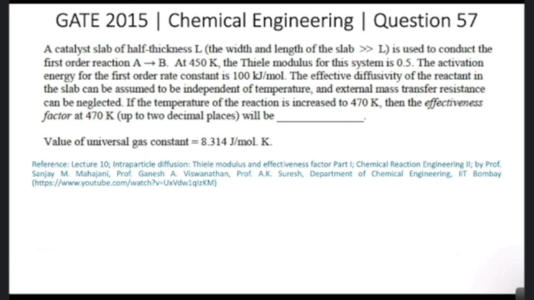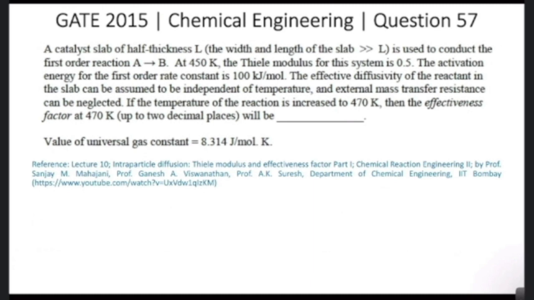The effective diffusivity of the reactant in the slab can be assumed to be independent of the temperature, and external mass transfer resistance can be neglected. If the temperature of the reaction is increased to 470 Kelvin, then the effectiveness factor at 470 Kelvin up to 2 decimal places will be dash. The value of universal gas constant is equal to 8.314 joule per mole per Kelvin.